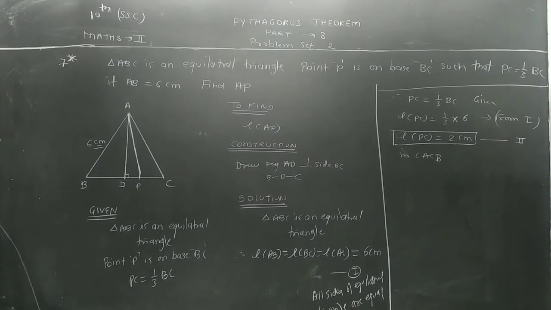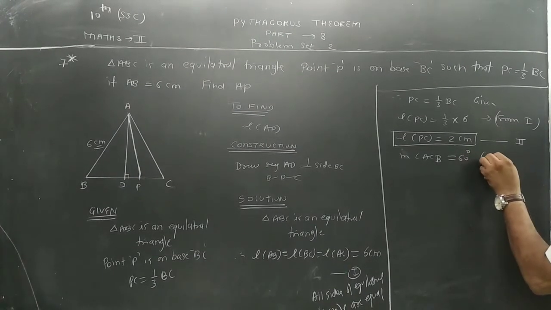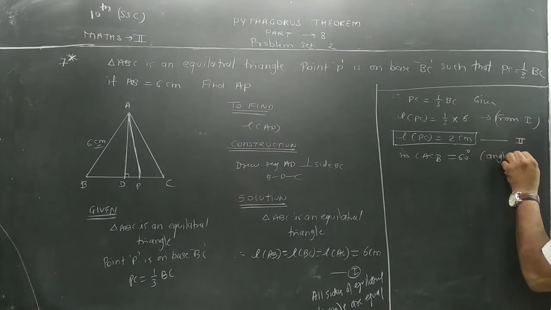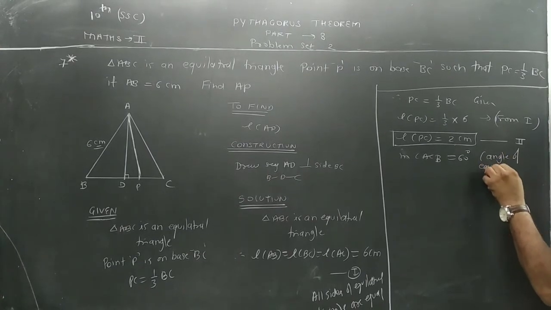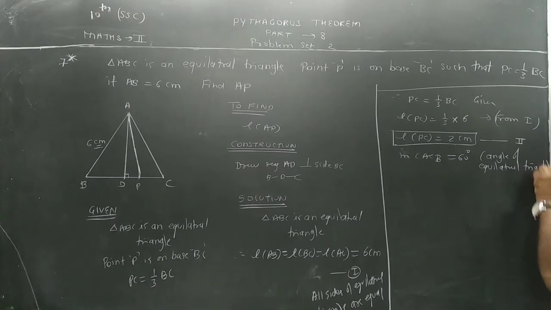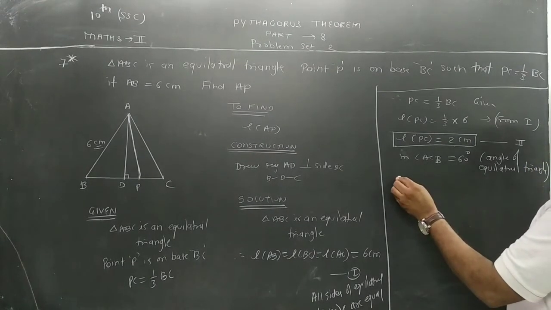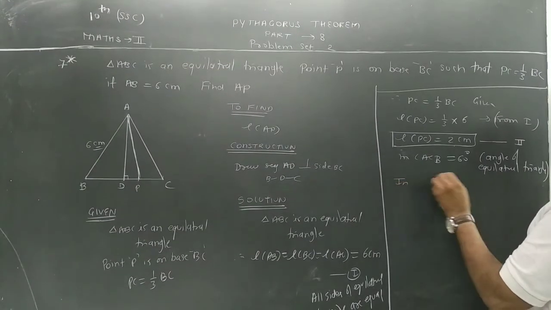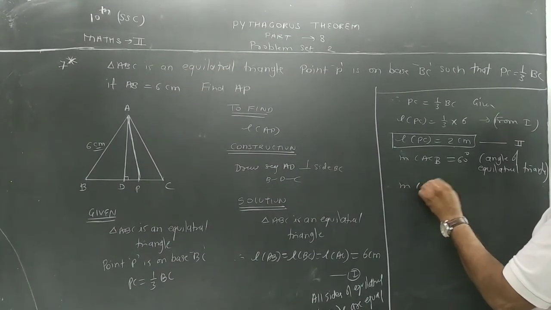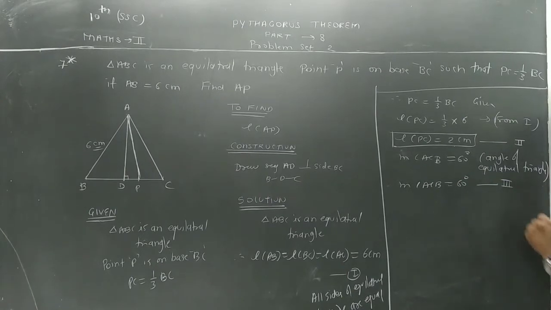Now, in triangle, measure of angle ACB is equal to 60 degrees. Angle of an equilateral triangle. So now I can take the measure of angle ACB is equal to 60 degrees, equation 3.